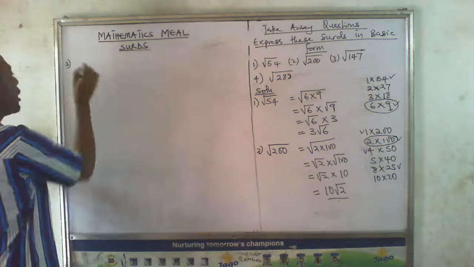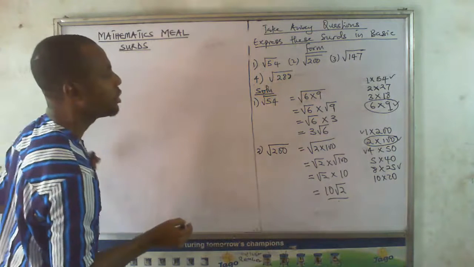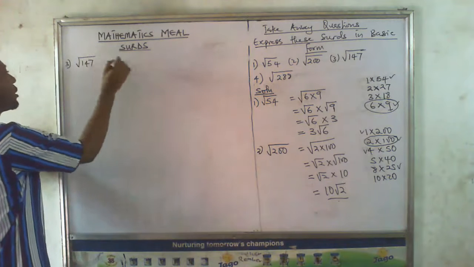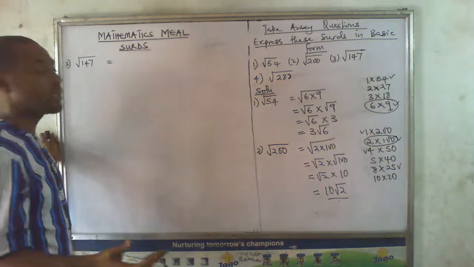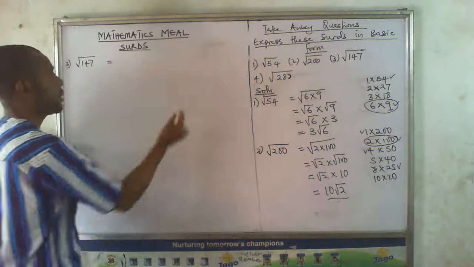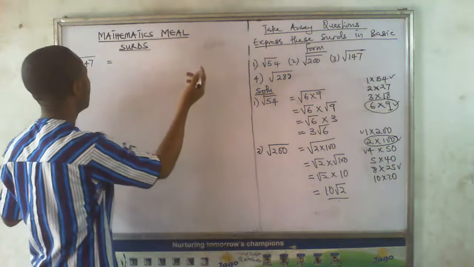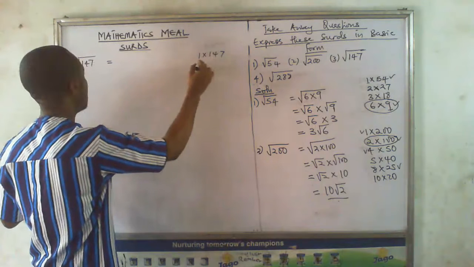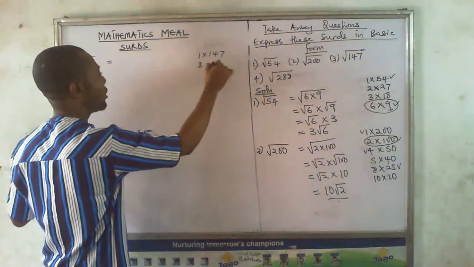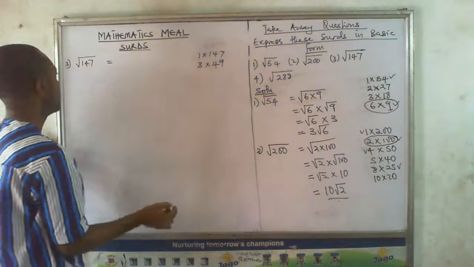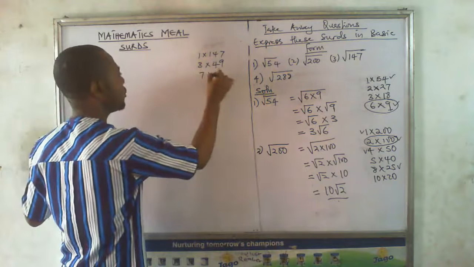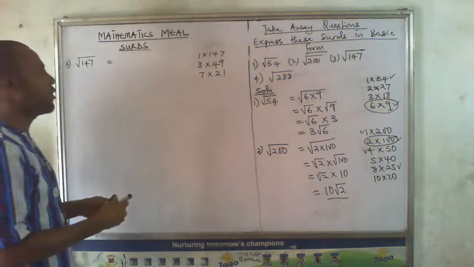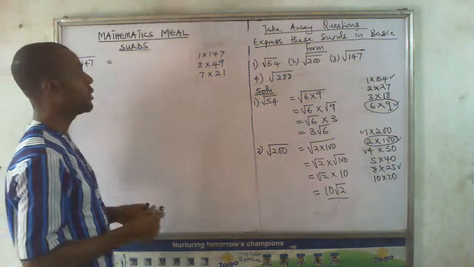Then the third one, we have what? Square root of 147. What are the numbers we multiply to give us 147? 2 cannot do that. So 1 times 147, 3 times 49, okay? 7 times 21 will give us 147. We don't have any other one.